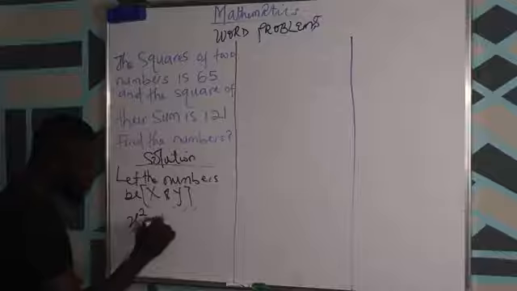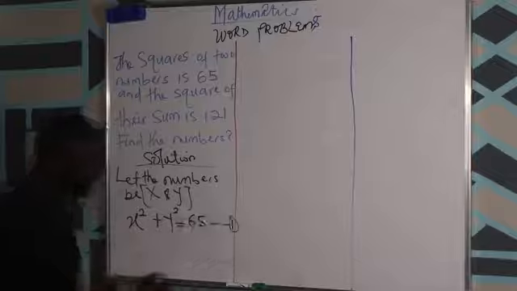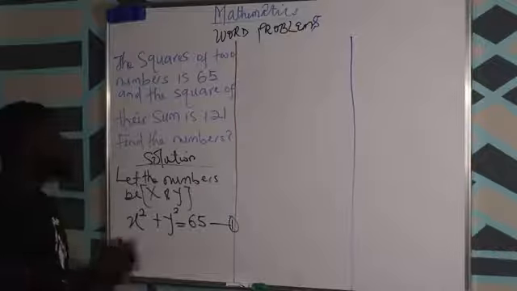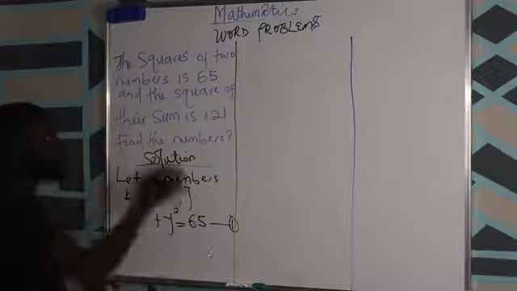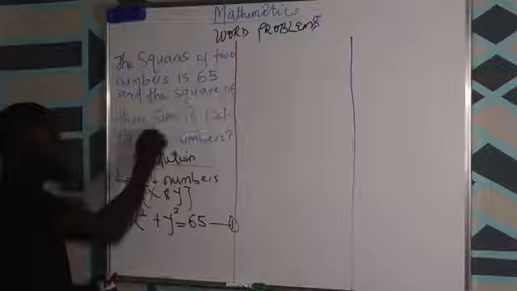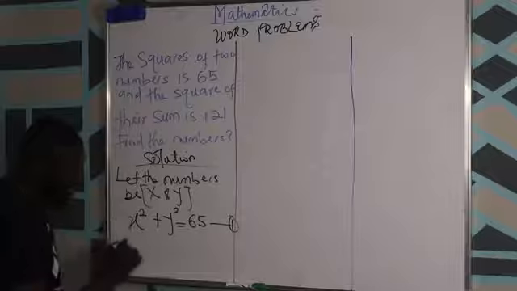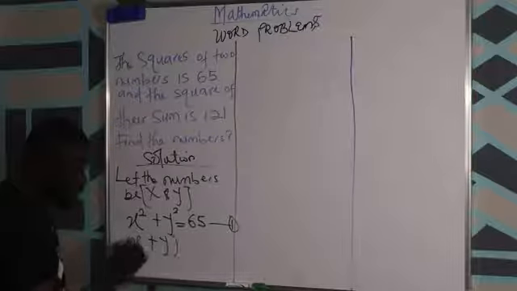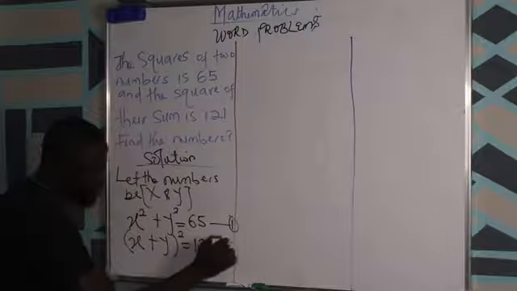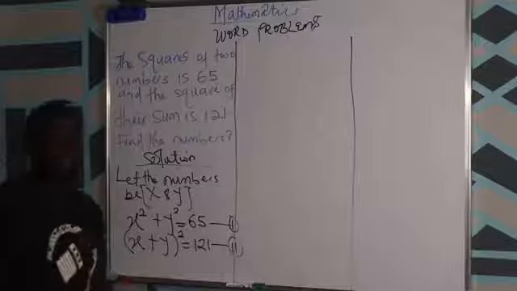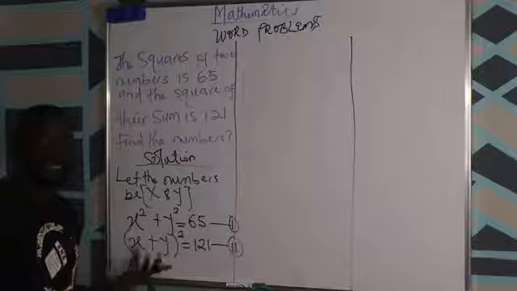The squares of two numbers is 65, equation 1. And the square of their sum is equal to 121, equation 2. We can now go on and solve. We've now interpreted this word problem into a mathematical representation.